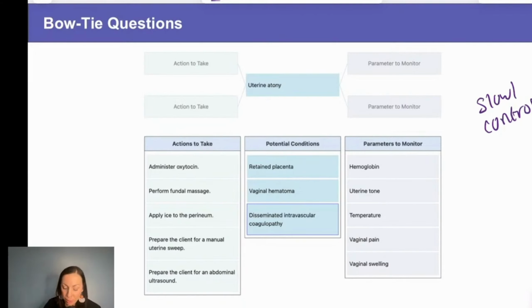And then the last one, prepare the client for an abdominal ultrasound. So this is done when we can't figure out where the bleeding is coming from. If they need to take an ultrasound, take a look to see, are there retained fragments in there, or what exactly is going on. So that is not needed for this client either. It's not going to help slow or control her bleeding.